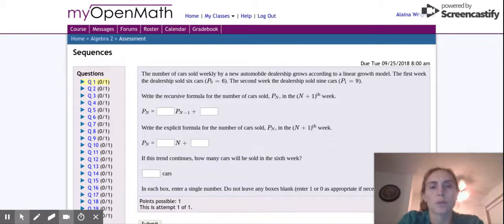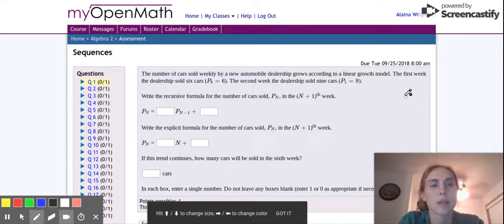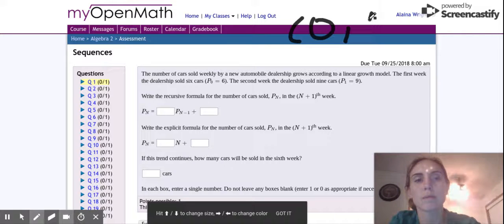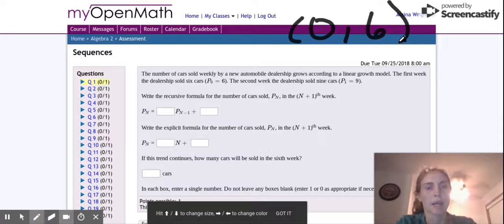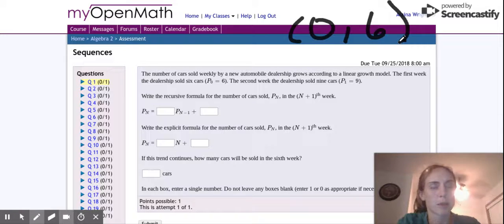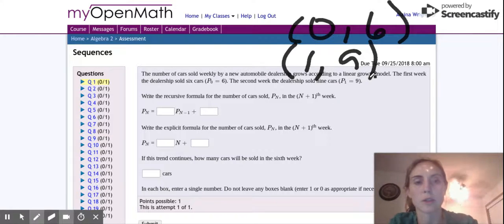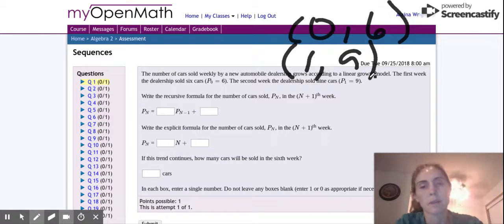The number of cars sold weekly by a new automobile dealership grows according to a linear growth model. The first week, the dealership sold 6 cars. They're calling that week 0. And the second week, so if the first week was week 0, then the second week would be week 1. They sold 9 cars. Write a recursive formula for the n plus 1th week.